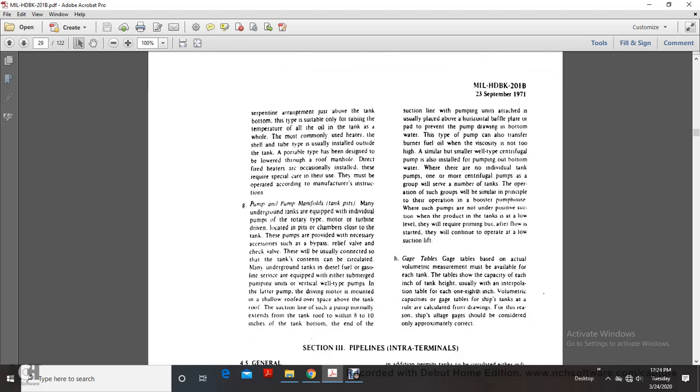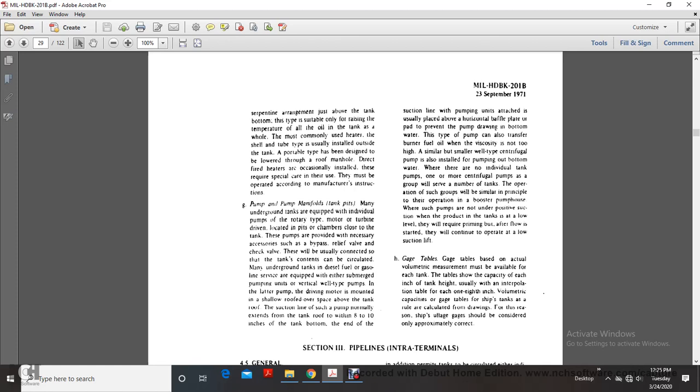Pump manifolds and tank pens. Many of the underground tanks are equipped with an individual pump, of the rotary type or the turbine type, located in pits and chambers close to the tank, with the pump provided with the necessary accessories such as bypass relief valve and check valve, which may also be connected so that the tank contents can be circulated. An underground tank with diesel fuel or gasoline service is equipped with either submerged pumping units or vertical well type pumps, with the drive motor placed in a shallow roof over the space above the tank.